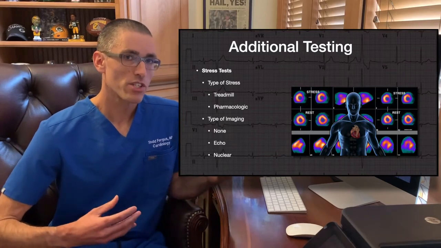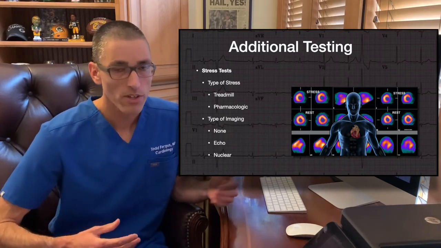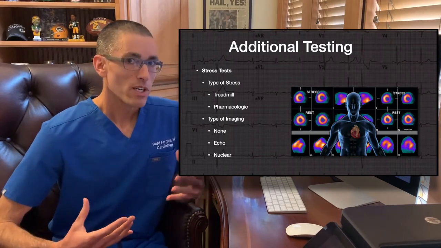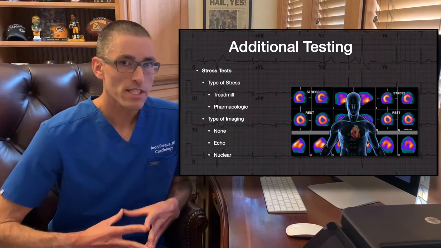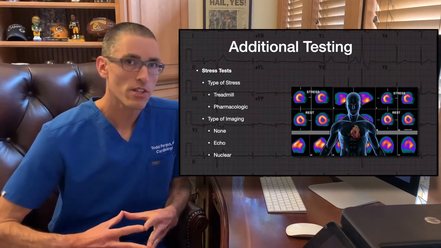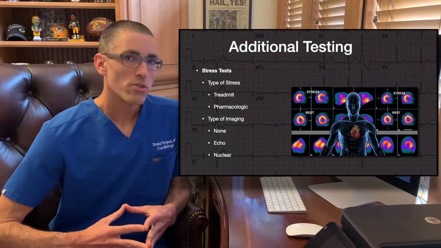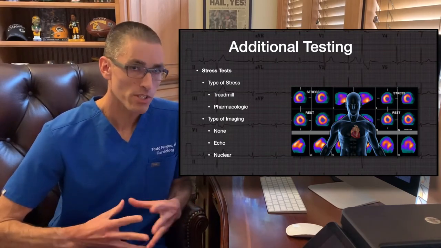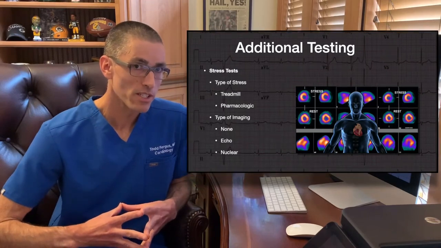So usually, in addition to having someone walk on a treadmill, we also do some sort of imaging, and we might do an echocardiogram type stress test, where we do an ultrasound of the heart immediately after the patient has done their stressor, or we might do a nuclear, or in some patients, we actually do no imaging. Sometimes just the treadmill EKG is sufficient.